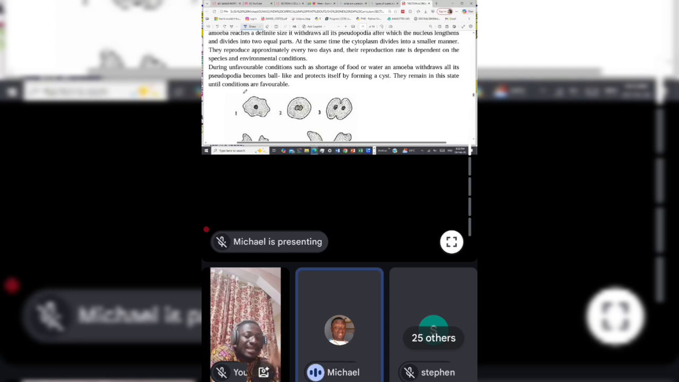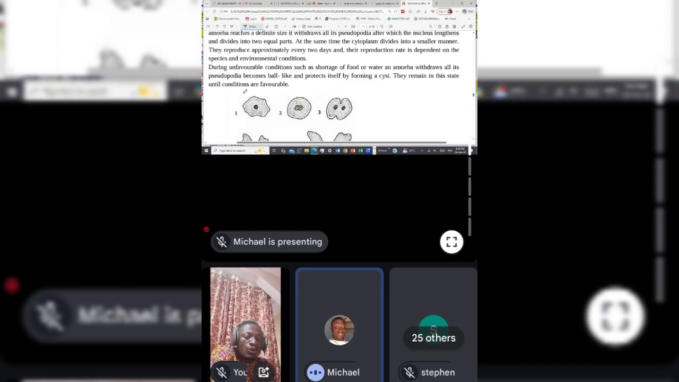It does that to prevent death, because it is not raining and it cannot contain that dehydration. So the snail will form a cyst, and it will undergo what we call hibernation, or a state of dormancy. The amoeba also does something like that.